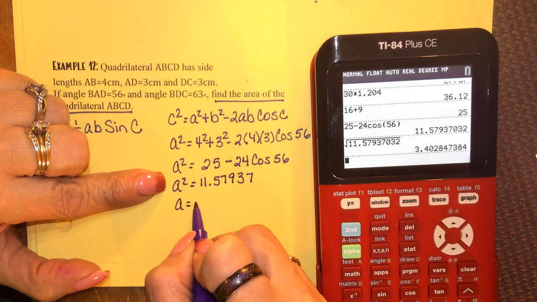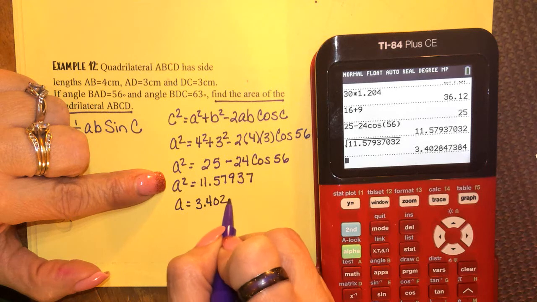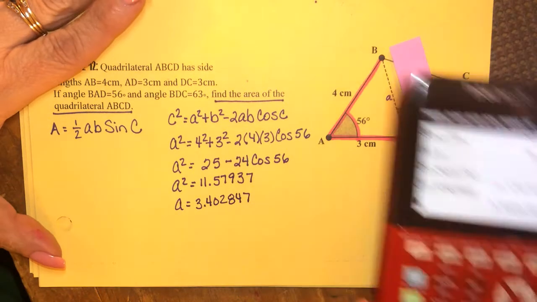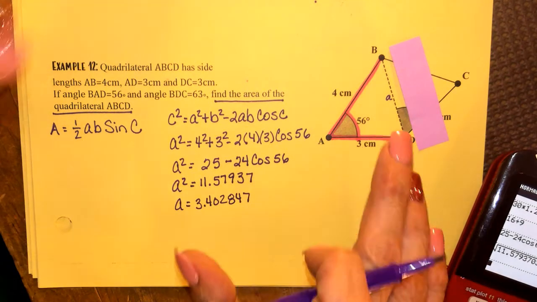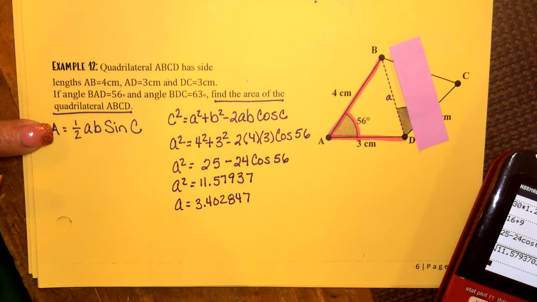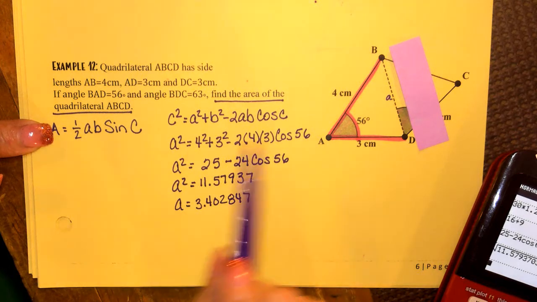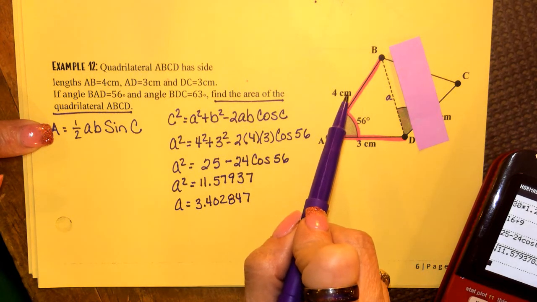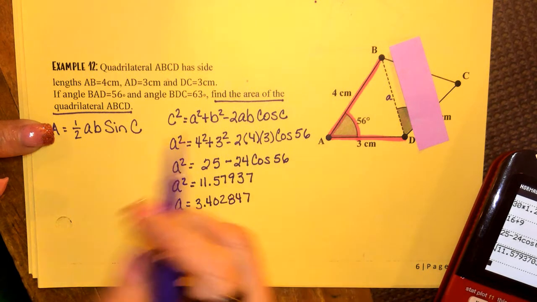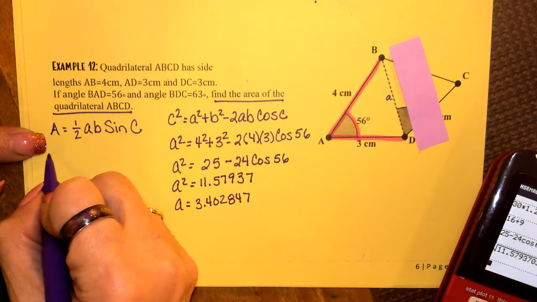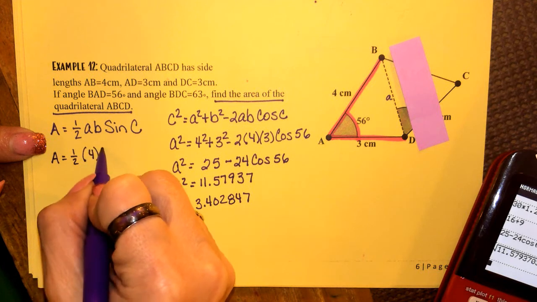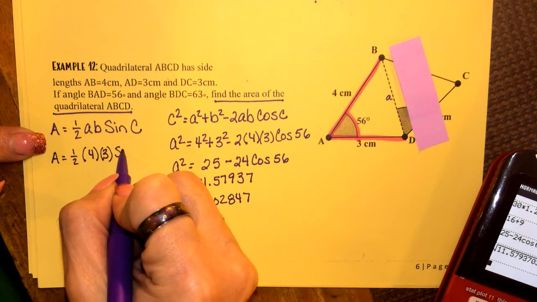So A is about 3.402847. I'm just going to leave it there. Okay, so now I know what that length is right there. So to find the area, we're going to do 1/2 of, we're going to look at this one. We'll do 4 times 3 times the sine of 56. That'll give us this side right here. So area equals 1/2 A times B times the sine of 56.